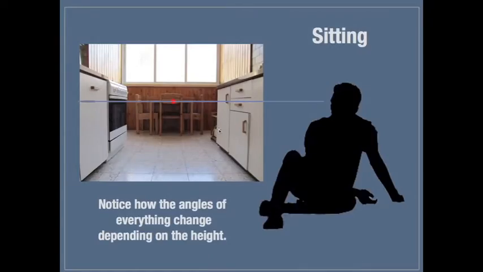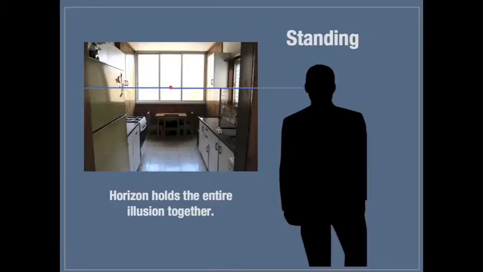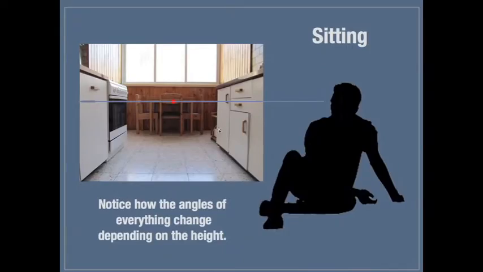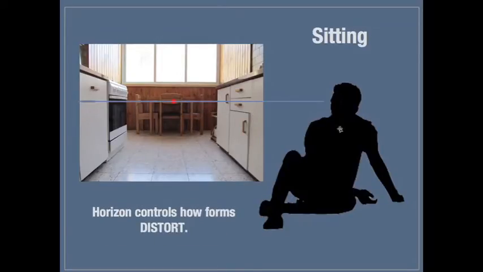Now this is the exact same room, just a better quality photo. This is as if you were sitting on the ground. Notice again how the angles change. Things above the horizon start to point downward, and things below the horizon start to point upward. We can no longer see the tops of these counters or the tops of the table because the camera is now placed below them in height. The elevation of the viewer is now shorter. So ultimately, horizon controls how forms are distorted, how their angles are controlled.